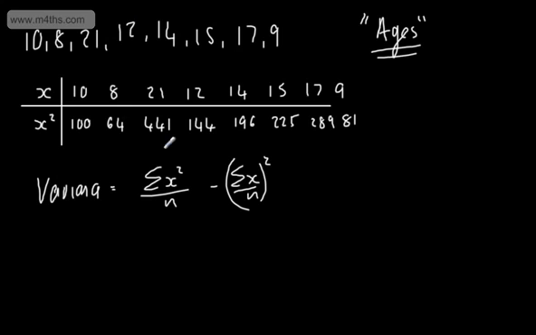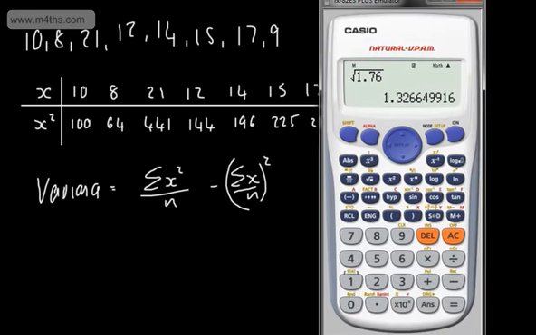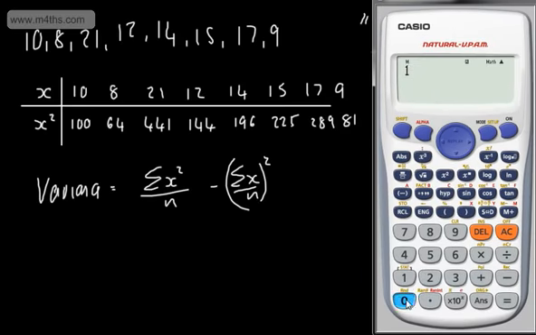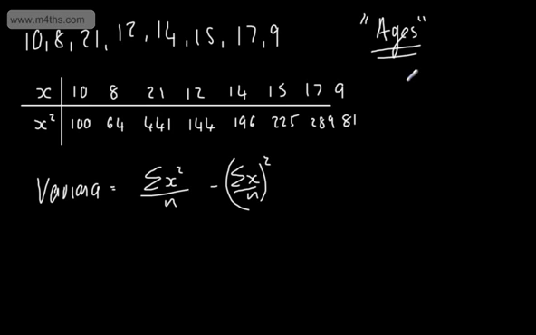So what we want then is the sum right here. What I'm going to do first is look at this sum. Along the top, I'm going to get the values. You can be quite lazy if you want. You can do 10 plus 8 plus 21 plus 12 plus 14 plus 15 plus 17 plus 9, and that gives us 106. So the sum is equal to 106.